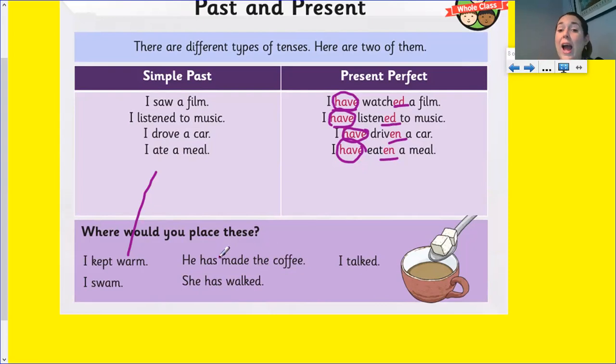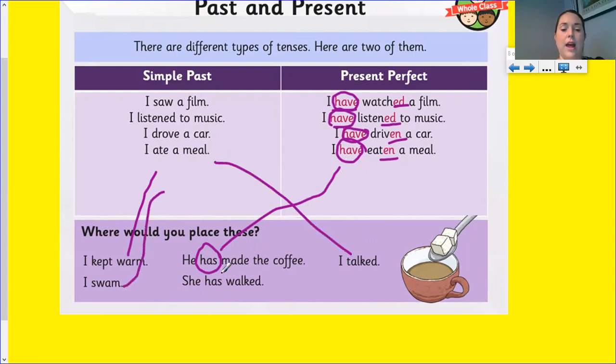It hasn't got "have", it has, because we're not talking about "I" anymore, we're talking about "he". I have, he has. That one goes over there. I taught. We don't have the word "have" in it, so it's going to go over there. I swam. That one will go there. She has walked. That's present perfect. That goes over there.